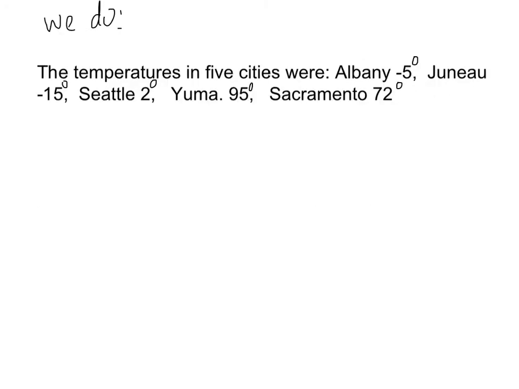Okay, so here's our we do. Go ahead and copy down the question. The temperature in 5 cities were Albany at -5 degrees, Juneau at -15 degrees, Seattle at 2 degrees, Yuma at 95 degrees, and Sacramento at 72 degrees. And the question being, what were the city's temperatures from coldest to hottest? So we're going to put them in order, coldest to hottest.